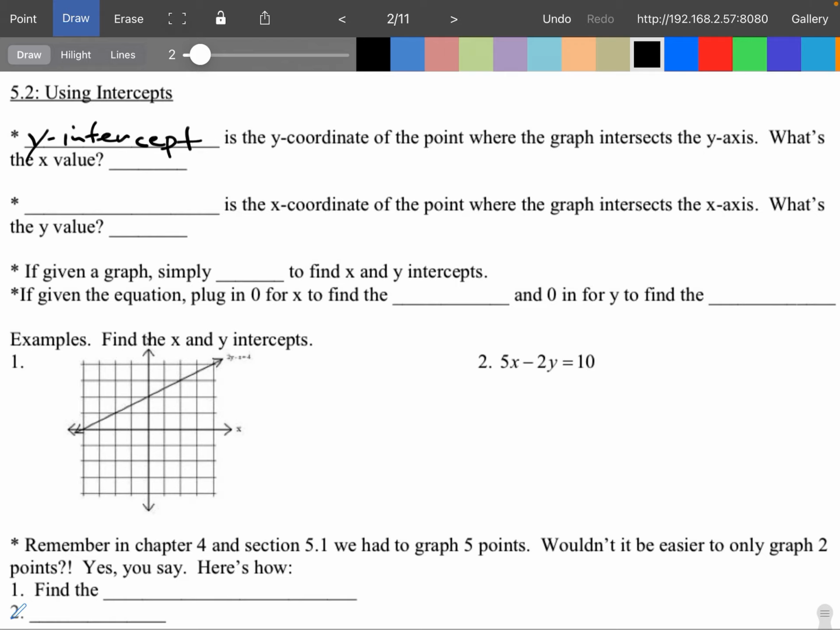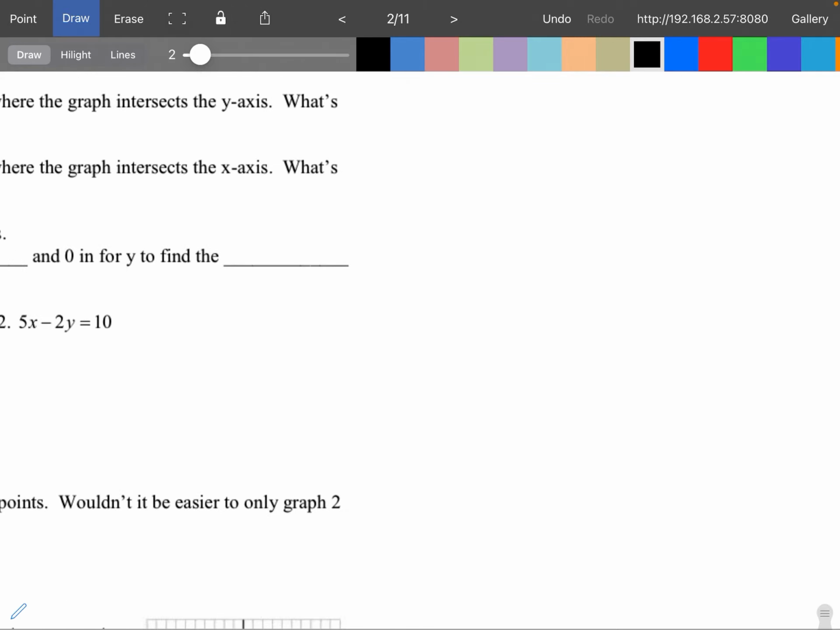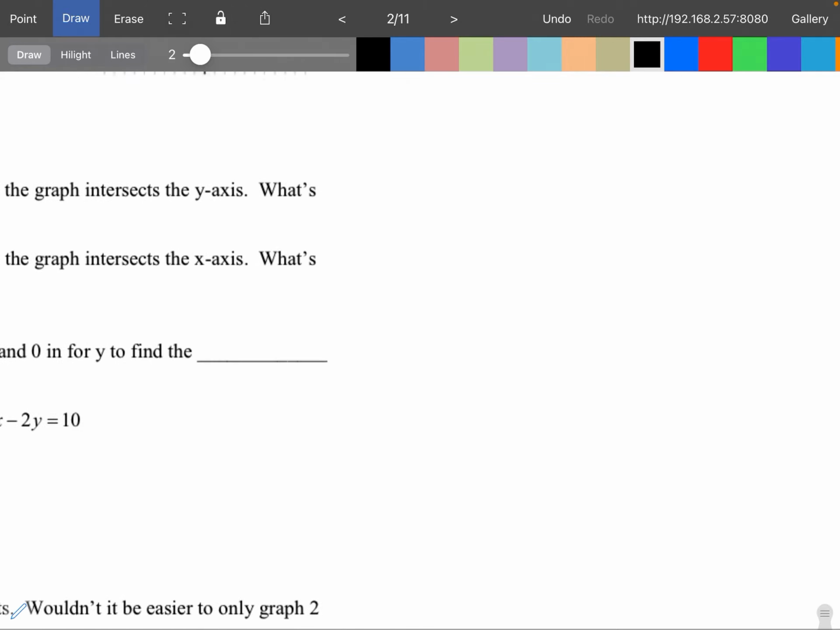All right, so we got to fill in this first blank. So the first blank here is called the y-intercept. And that's the y-coordinate of the point where the graph intersects the y-axis. So let me draw you a little sketch on the side here. You don't have to write this if you don't want, but I'll go over here.